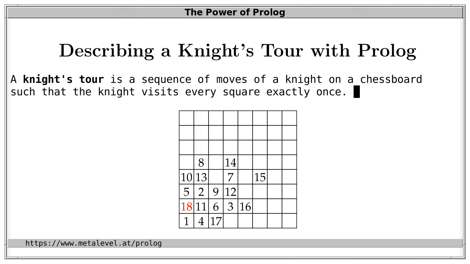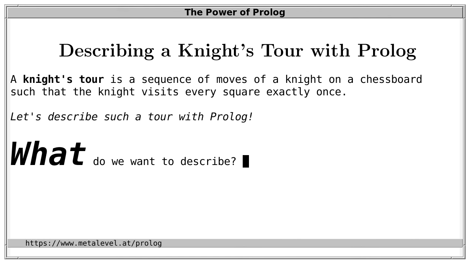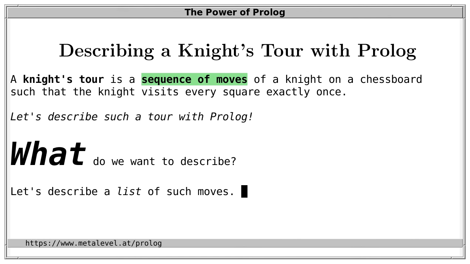And when we try this puzzle, then we will frequently run into such situations that a tour can't be completed because there's nowhere to go. Now, let's describe such a tour with Prolog. What exactly do we want to describe? A sequence of moves, right? And to represent sequences, lists are often a good fit. So let's describe a list of such moves.